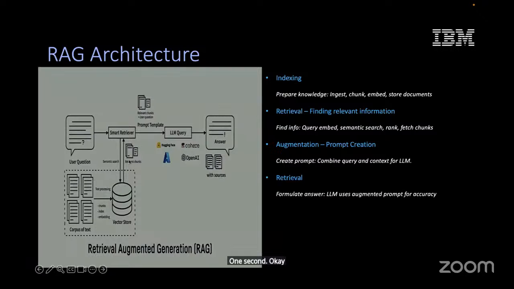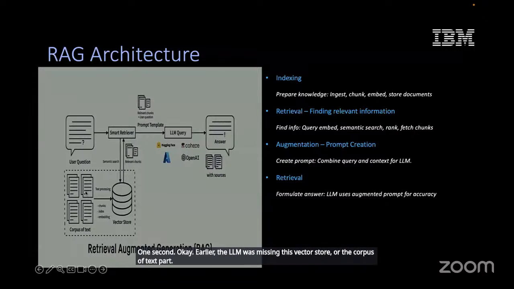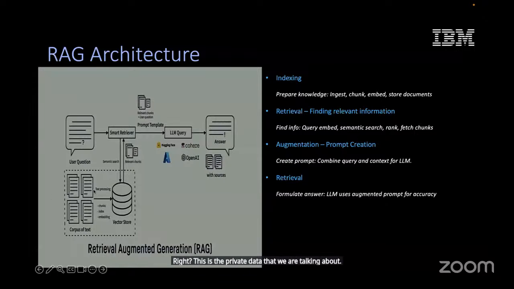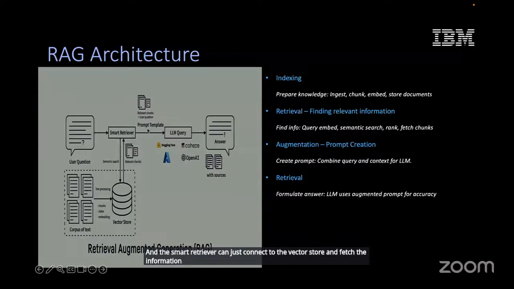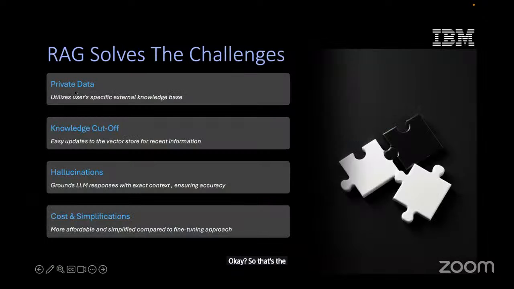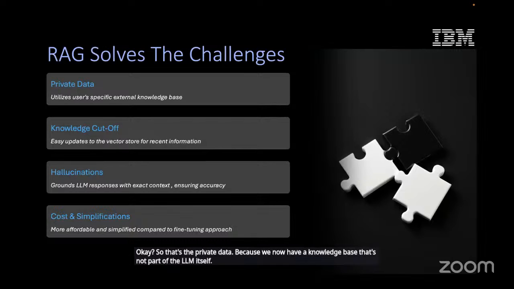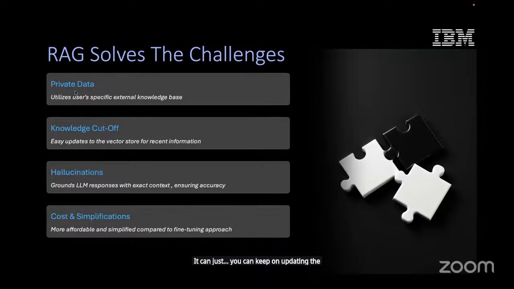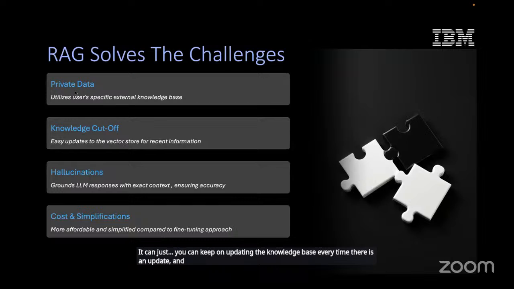Okay, earlier the LLM was missing this vector store or the corpus of text part, right? This is the private data that we are talking about. So now companies can upload their private data in the form of a vector store, and the smart retriever can just connect to the vector store and fetch the information. And we don't have to train the LLM every time there is some update happening in the vector store. Okay, so that's the private data. Because we now have a knowledge base that's not part of the LLM itself, you can keep on updating the knowledge base every time there is an update, and LLM operations are not impacted.